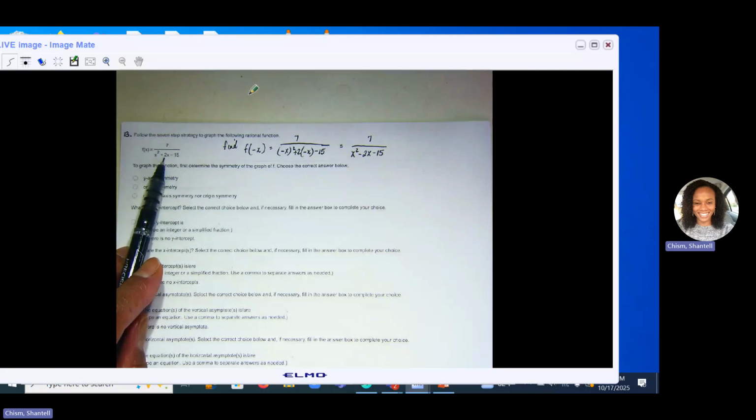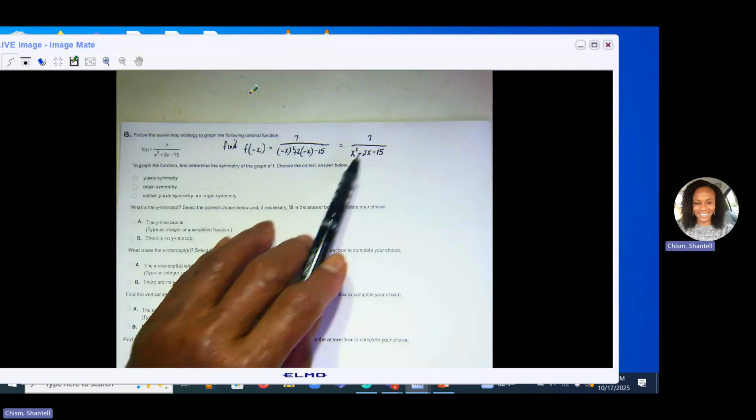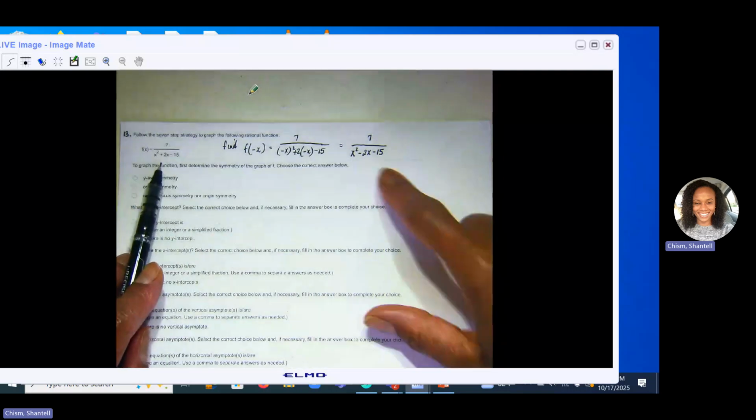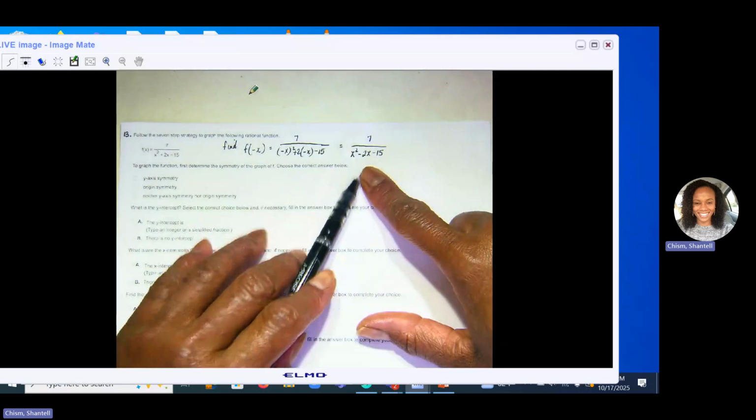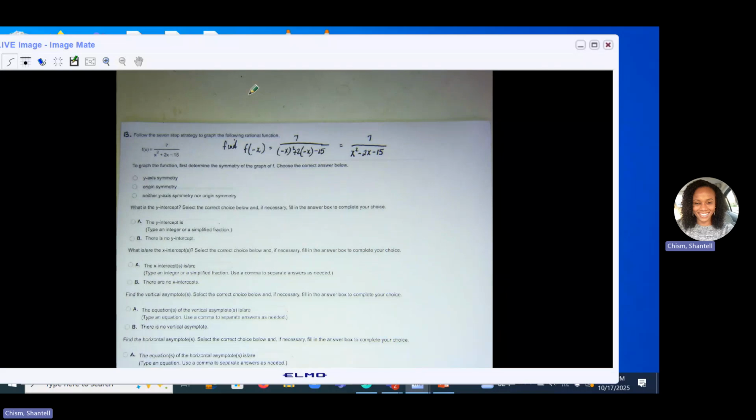That middle term switched. So this function is not even. It doesn't have y-axis symmetry, and neither does it have origin symmetry, because this is not the opposite of that. In order for this to be the opposite, every sign, or the whole thing, would have different signs.